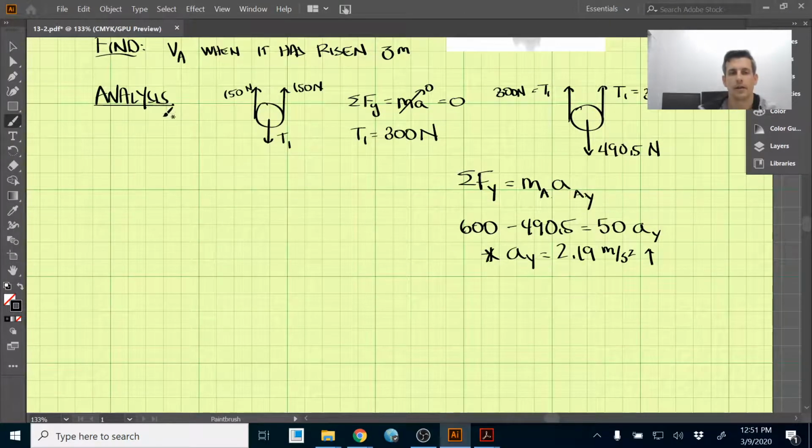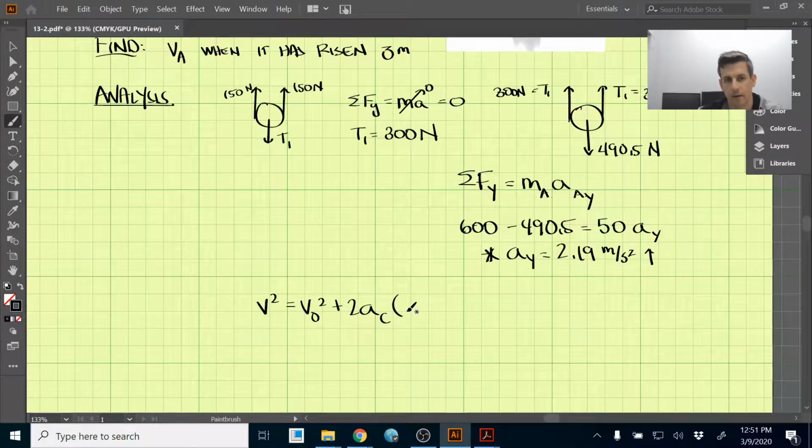Now, how do we transform an acceleration into a velocity, and then we're also given a distance. And maybe you remember the equation v squared equals v naught squared plus 2a_c times (s minus s naught), right? So if we know the acceleration is a constant here, we can use this equation. And we're given what s and s naught is.